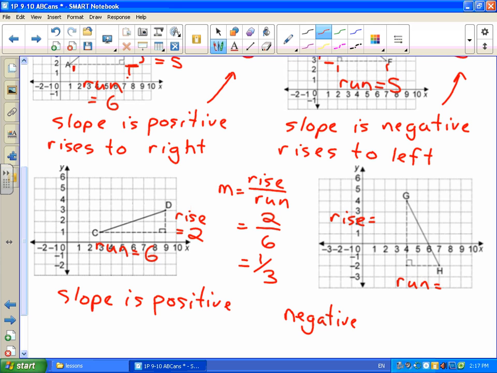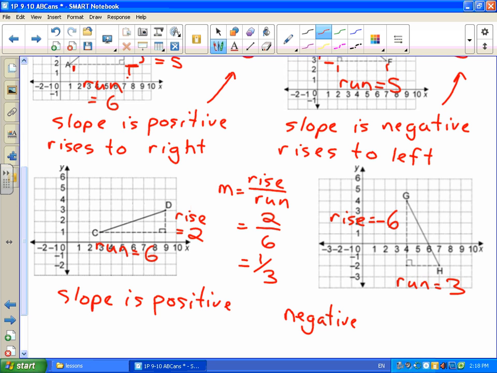What's our run going to be here, Drake? How much does this go across by? 3, absolutely. 1, 2, 3. And what about our rise here? The rise is the trickier one. We'll give Corey another shot here. No. Close, close. 6. It's 6. Now, because this line is going down from left to right, what does our rise have to be? It's got to be negative.